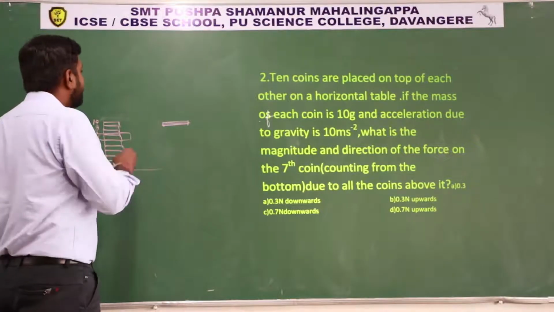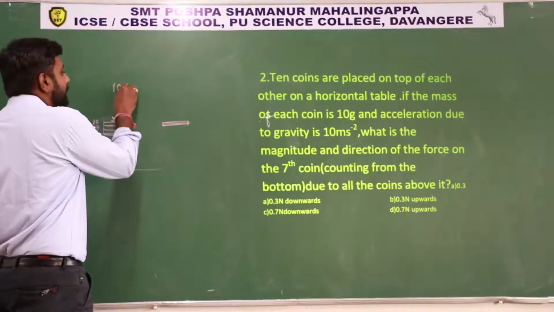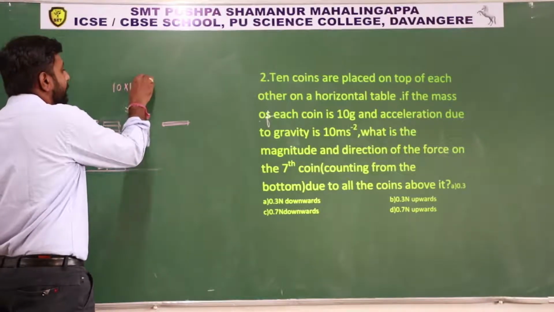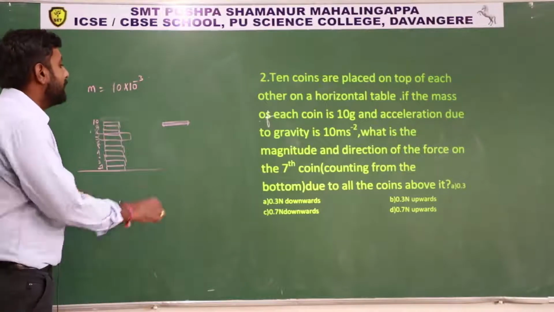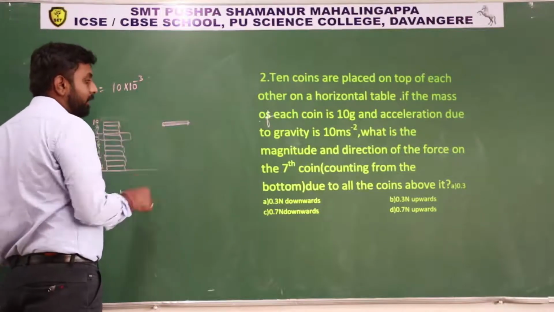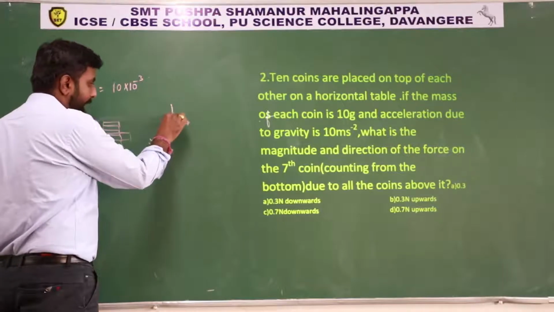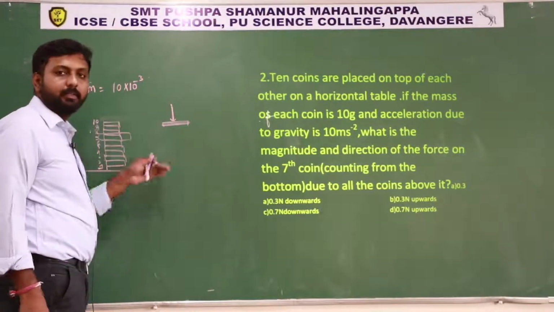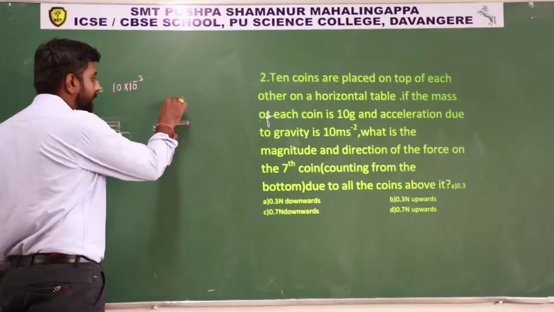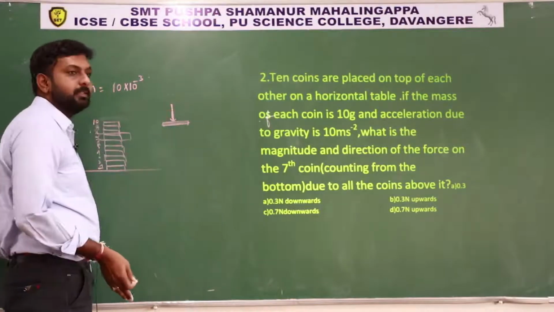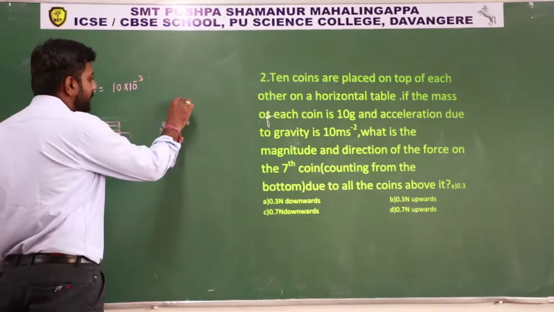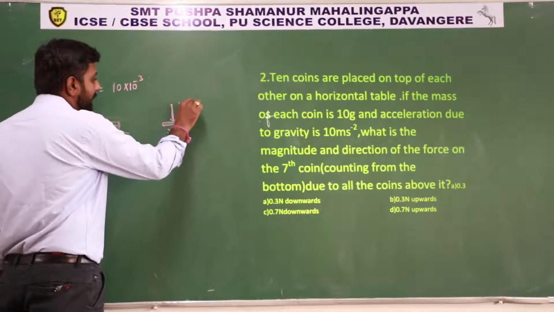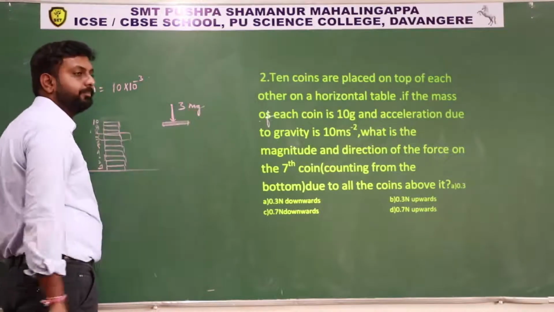So each mass is given as 10 gram. That means in kg, 10 into 10 to the power minus 3 kg. This is the mass of each coin. So 3 coins are there, and their weight will act downwards. That means the normal reaction will act in this direction. How much is that? 3 mg.